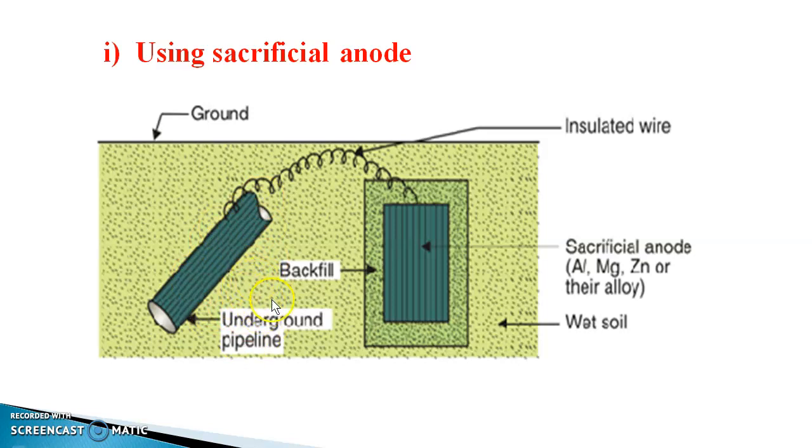So this is called the sacrificial anode. For this purpose, the electrical conducting environment can be increased while the active metal is placed in backfill. What is the backfill? Backfill contains coal or NaCl.